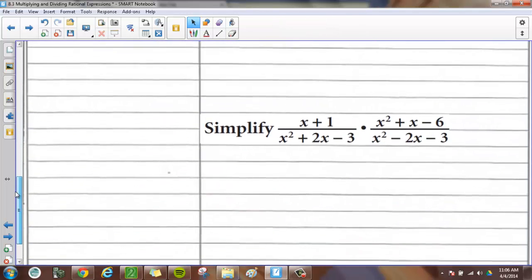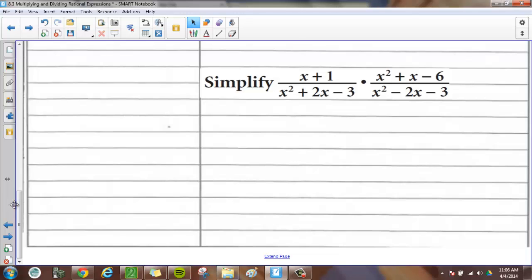This one has a little bit more factoring involved. So let's take each of these parts and factor them. Well, this part in red, that's factored. That's good to go. Okay? Now let's take this one. We've got to factor that one. I'll take that over here and factor it.